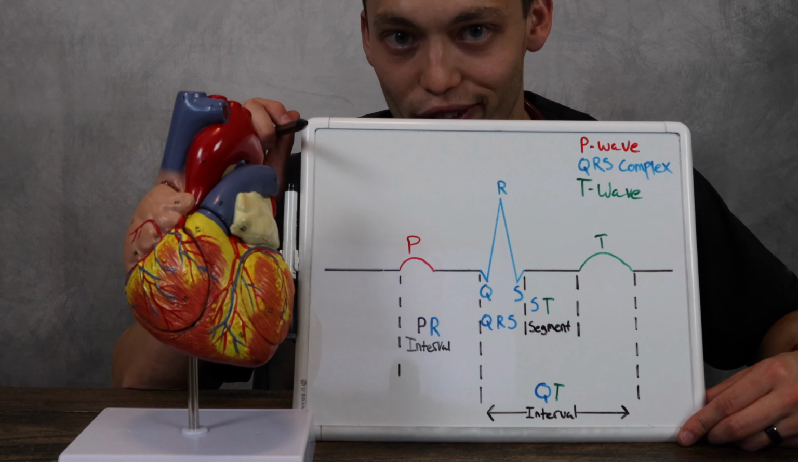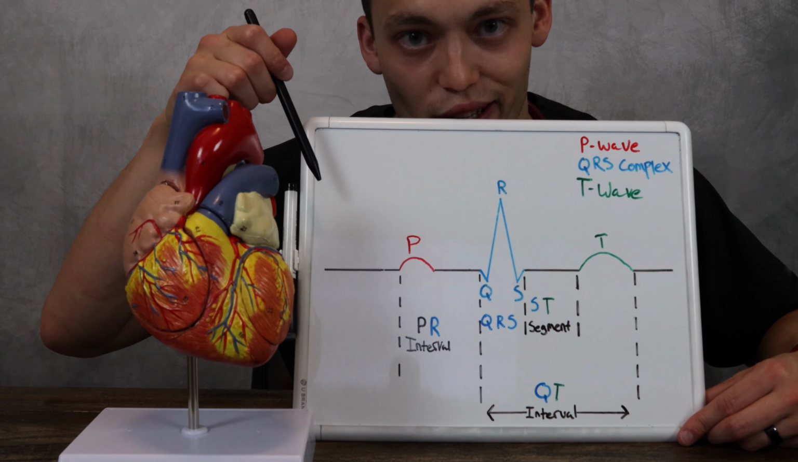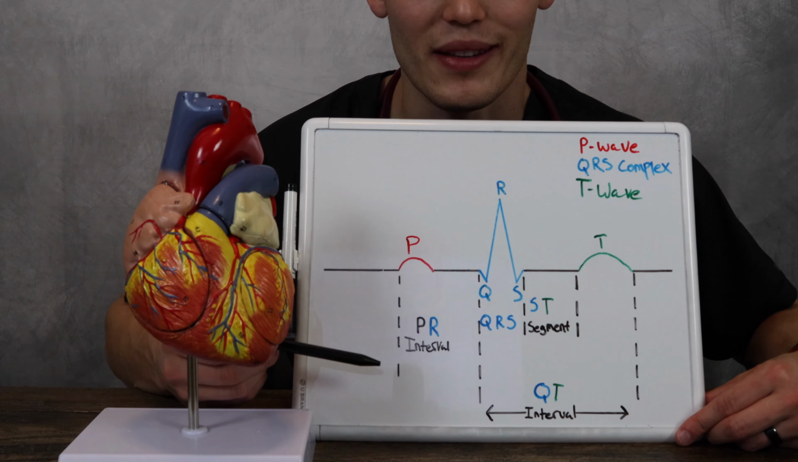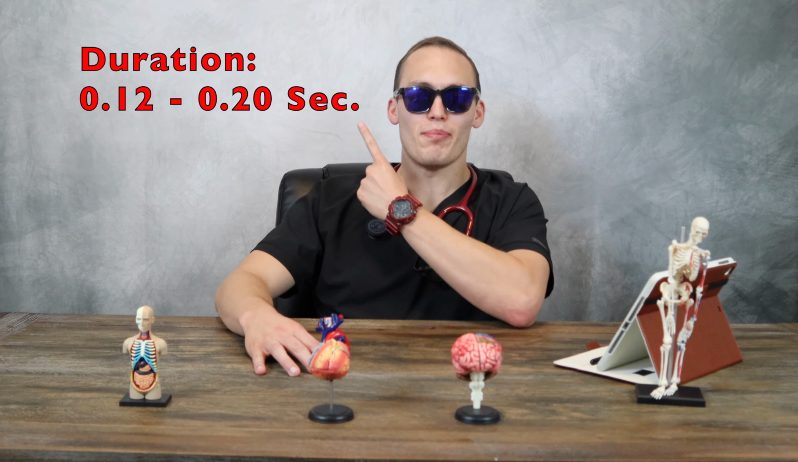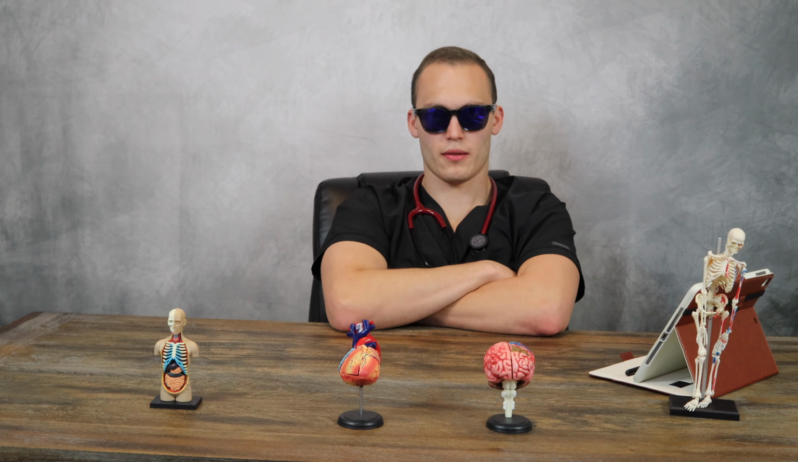If you need a refresher on the electrical conduction system of the heart, check out my video, link in the description. So something that's important to remember about the PR interval, this bad boy, is the time. A normal PR interval is anywhere from 0.12 to 0.20. I always just remember it as 12 to 20 and I put a 0 and a decimal before it. You better remember that. It's important.